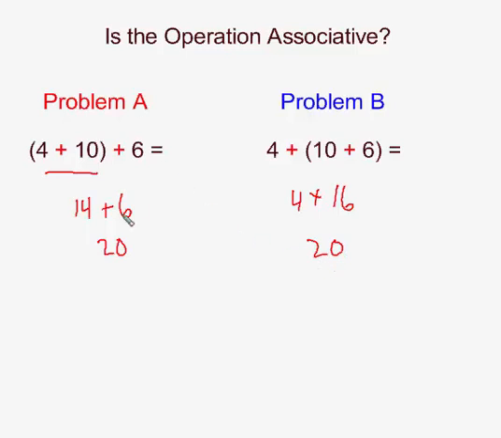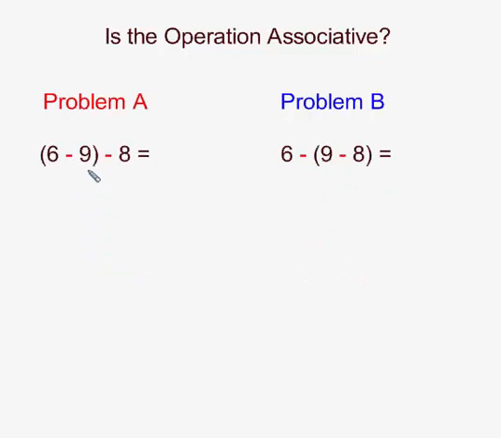So I got the same answer to problem A as I did to problem B, meaning that it didn't matter if I did the leftmost operation first, then the one on the right, or whether you do the rightmost instance of the operation first and then the one on the left. This means that addition is associative because I got the same answer to problem A as I did problem B. So let's move on to subtraction, multiplication, and division.